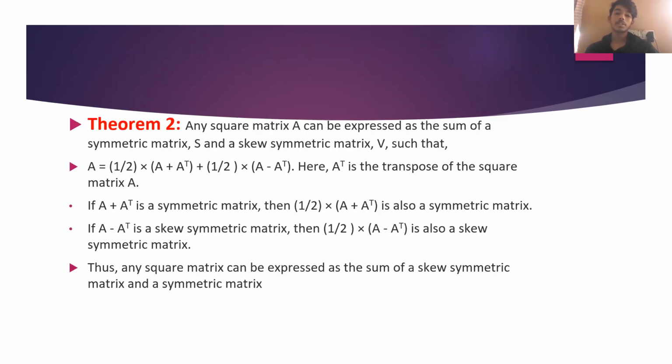Theorem. Any square matrix A can be expressed as the sum of a symmetric matrix S and a skew-symmetric matrix B, such that A equals 1 by 2 into A plus A transpose plus 1 by 2 into A minus A transpose. Here A transpose is the transpose of a square matrix A. If A plus A transpose is a symmetric matrix, then 1 by 2 into A plus A transpose is also a symmetric matrix. If A minus A transpose is a skew-symmetric matrix, then 1 by 2 into A minus A transpose is a skew-symmetric matrix. Thus, any square matrix can be expressed as the sum of a skew-symmetric matrix and a symmetric matrix.